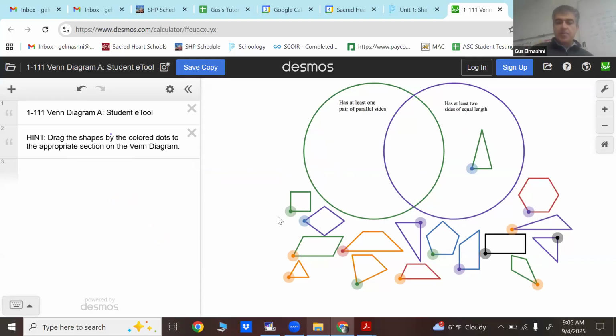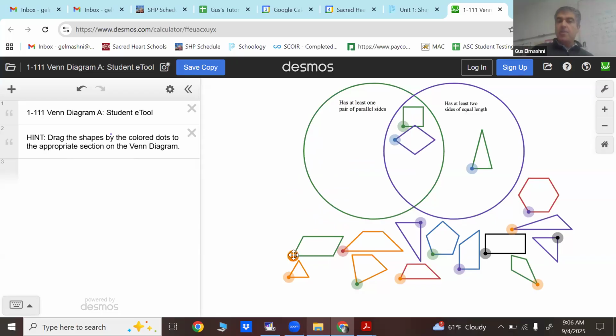Now let's look at this one. There's a square, right? Does a square have at least one pair of parallel sides? Does it have at least two sides of equal length? So I'm going to put that probably in the middle. Okay, that's a rhombus. Does it have at least one pair of parallel sides? Does it have at least two sides of equal length? Put it right here. We're going to be assessing this on our test, so we want to make sure you guys are comfortable. You're going to have plenty of practice after I finish this.